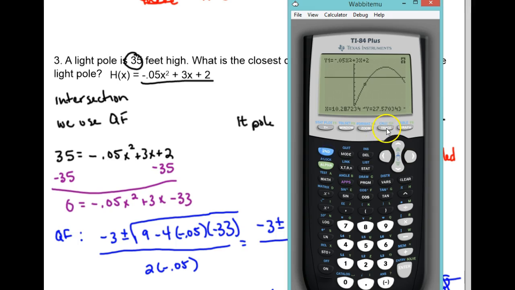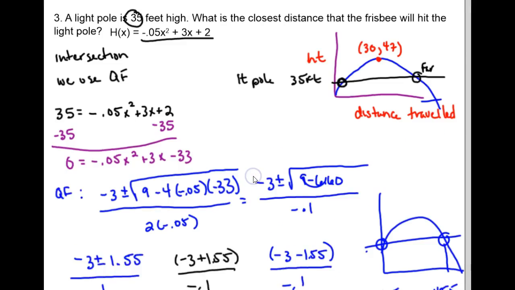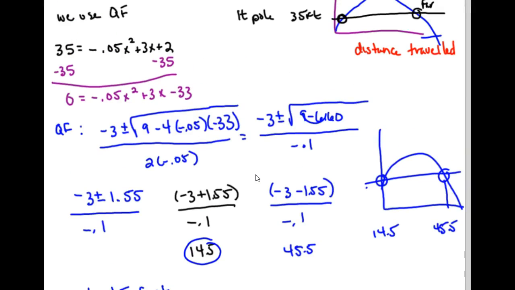I want second, calc. I want to find my intersection. Intersect. So first curve is this curve. Enter. Second curve is my line. Click enter. It says guess. I get 14.5, which is exactly what we calculated. So that's the 2 ways that you can do this.